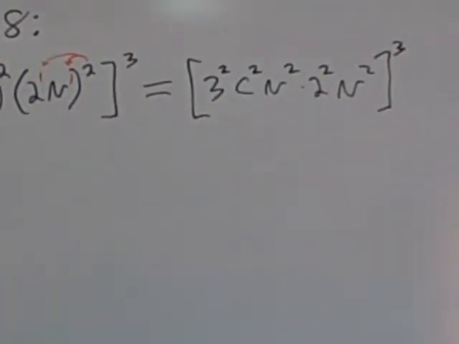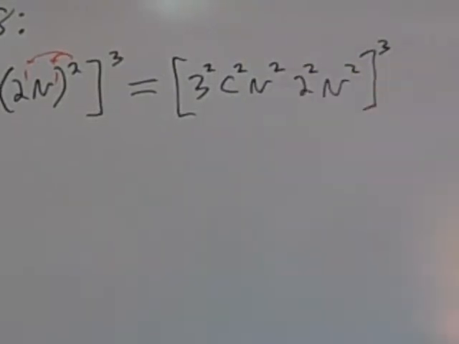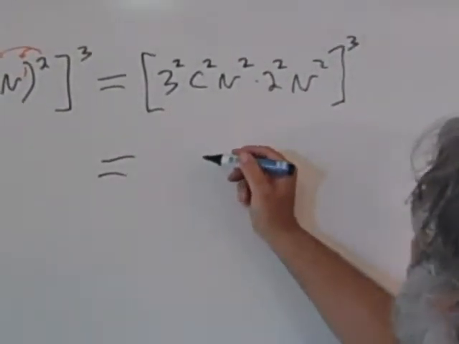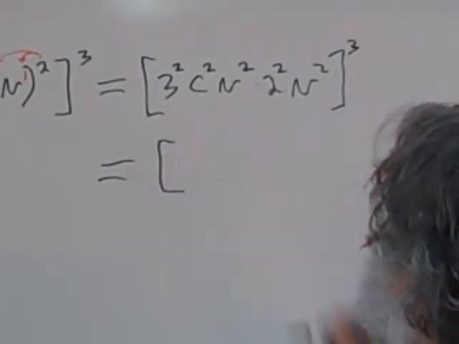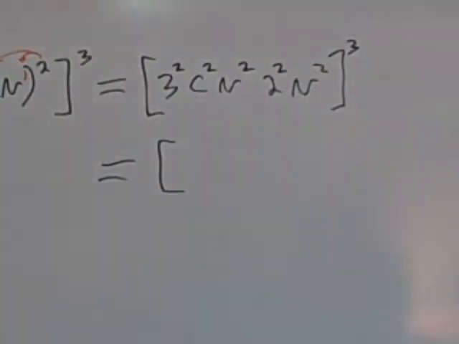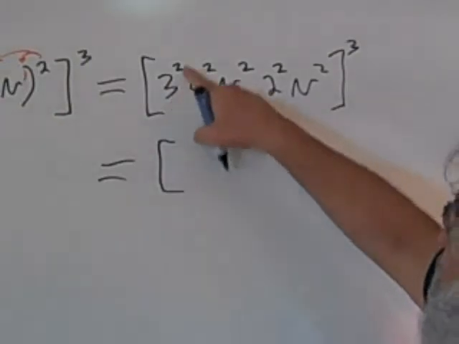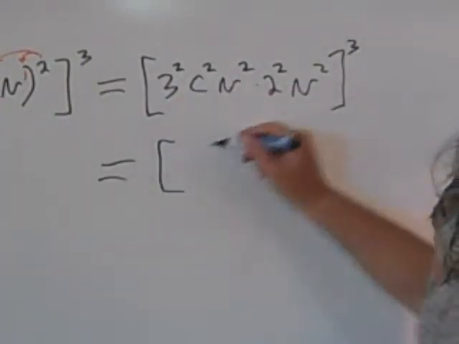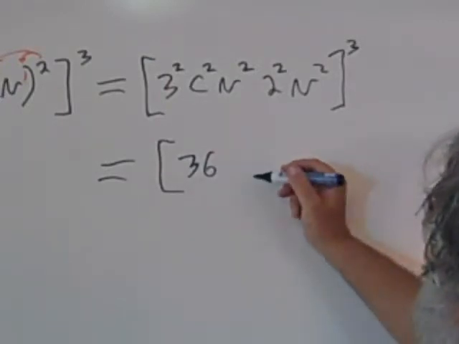Now, although at this point I could distribute the 3 to each exponent, it'll be a little bit easier if we combine like terms in there first. And we might as well put all the numbers in front also. 3 squared is 9, 2 squared is 4, 9 times 4 is 36.